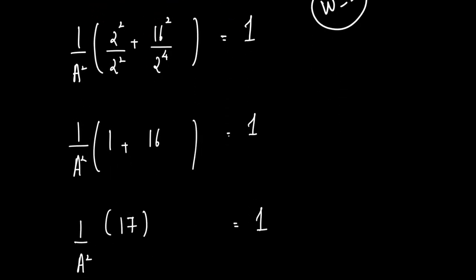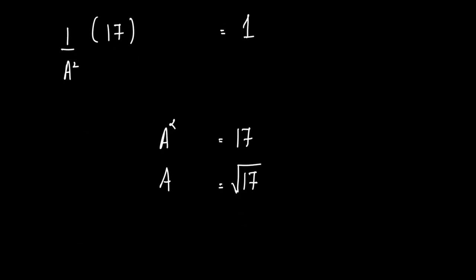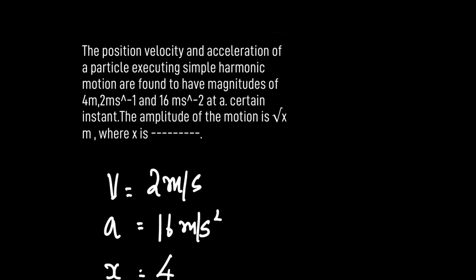And 1 by a square times 2 square by 2 square is 1. 16 square by 2 to the power 4 is 16. So 16 plus 1 is 17, and a square is equal to 17. Therefore, a is equal to root of 17, which gives us the correct option: the amplitude of motion is root x, where x is equal to 17. Hope that makes sense.